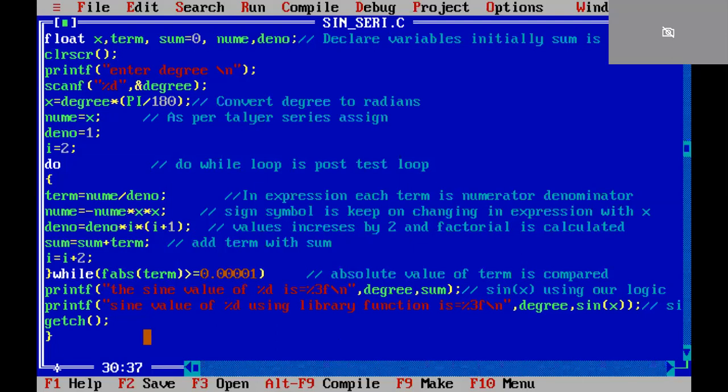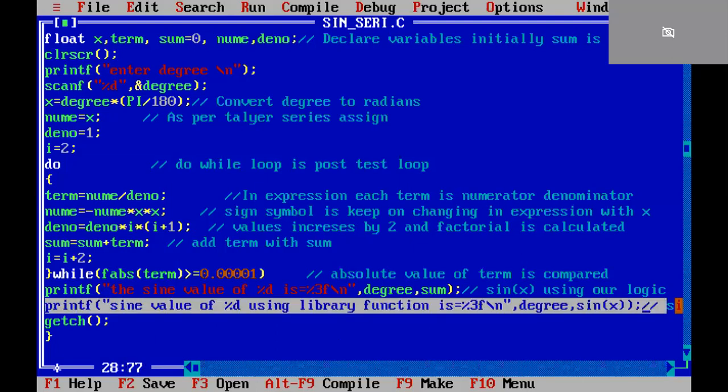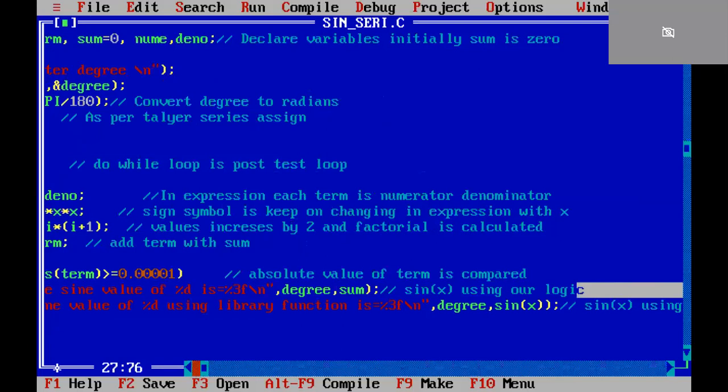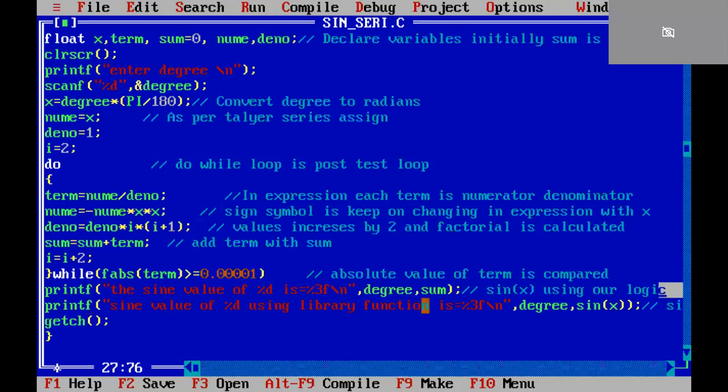Sir, what is this other printf statement here in the program? I'm going to print the sine value by using a library function. This is a standard library function available. So instead of printing sum, I'm going to print sin of x. This is the standard value available for the sine function, right? Whatever degree you entered, that value will be given by the standard library function. So this is exactly the sine series.